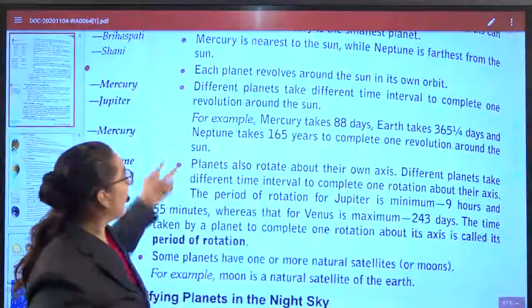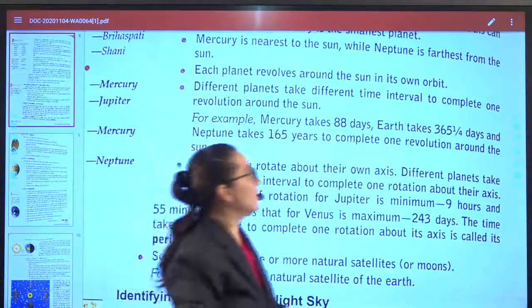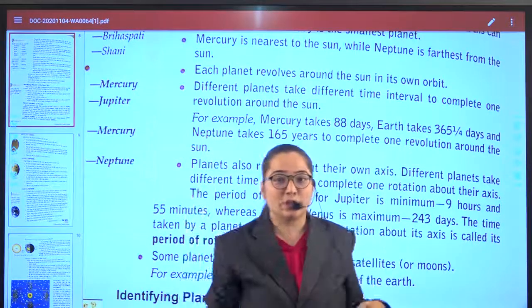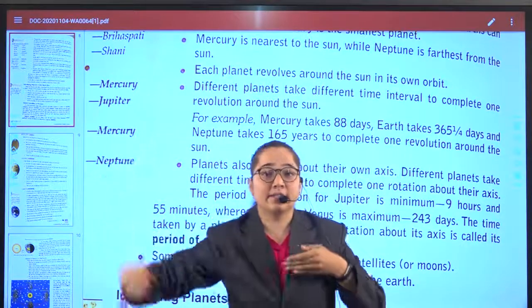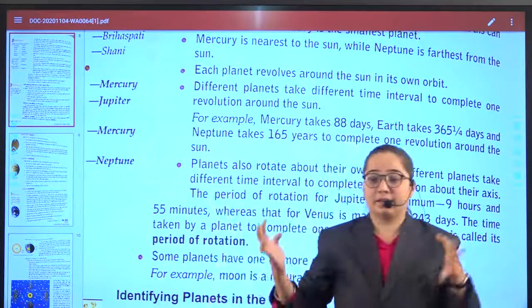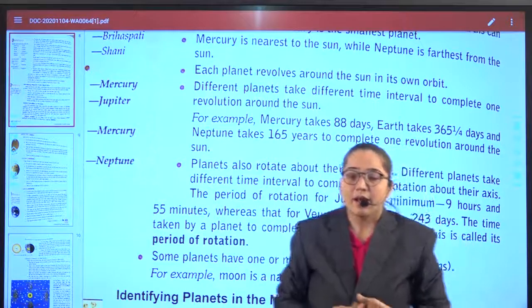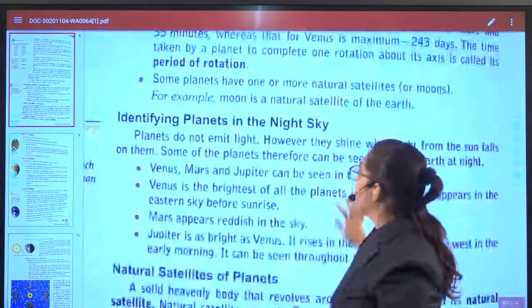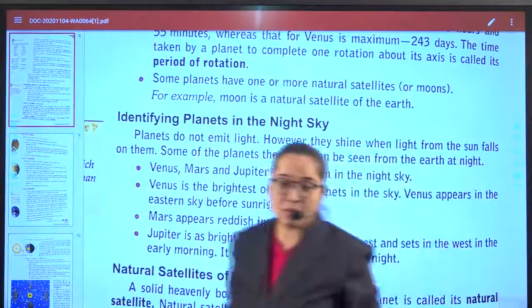The content over here is given about Mercury, which is nearest to the Sun, and Neptune is the farthest. Each planet is moving around the Sun in its own orbit, you already know, and depending on its complete distance from the Sun, its duration is there. For different planets, it is different. Some planets have one or more natural satellites, like we are having the Moon.